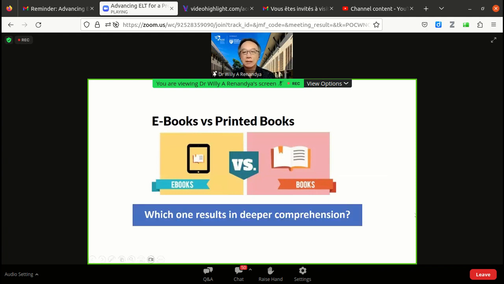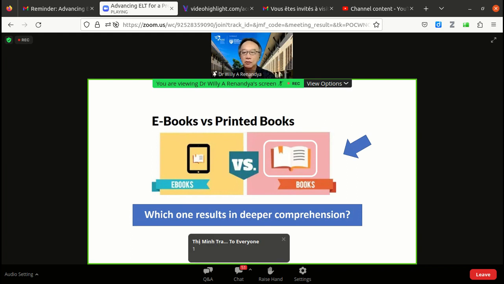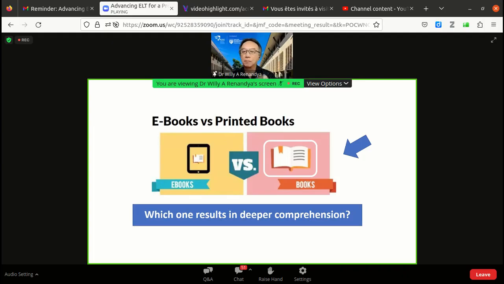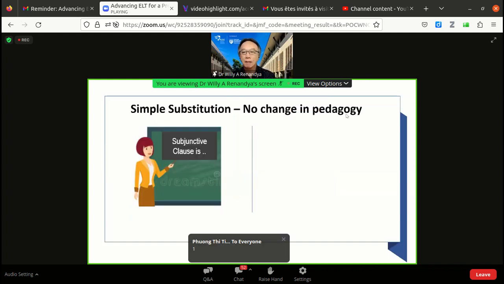Which one is likely to result in deeper comprehension? Now, people have been asking this question, and what I've seen is this one is powerful. This one is more useful when it comes to teaching students to go more deeply into the text. Printed materials, printed books are more suitable for this purpose. But for recreational type of reading, I think either ebooks or printed books are equally effective for our students. Here is an example of a simple substitution.